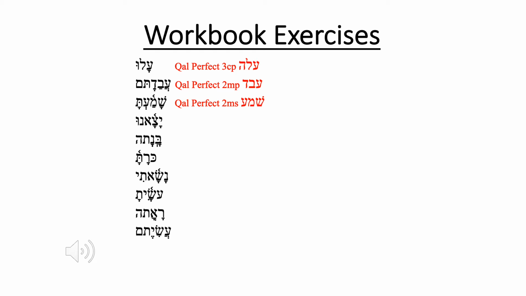The same is true of the next verb, where again we have a guttural in the third position, in this case an aleph, and the verb does not behave the way that we would normally expect a word with a guttural in it to act. So how do we parse the next verb?